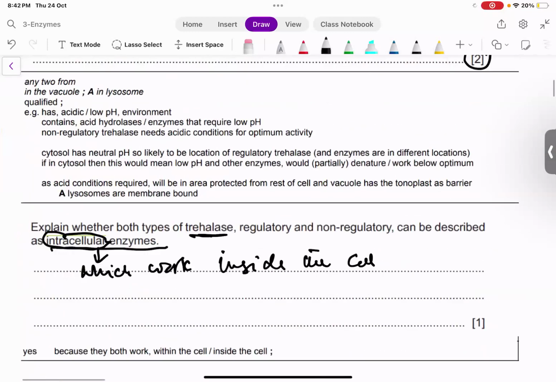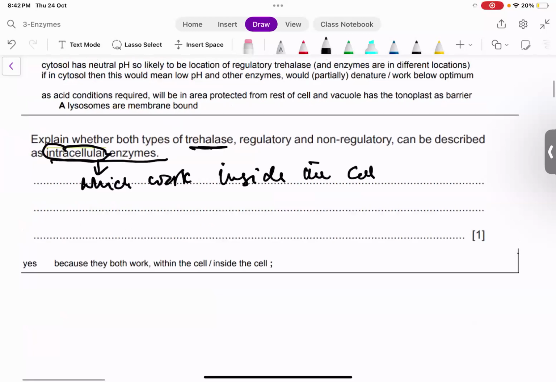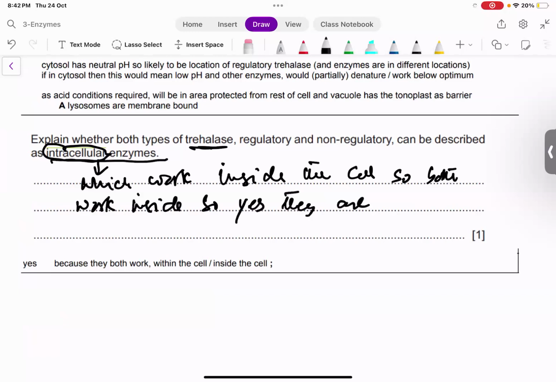So yes, you can say that both work inside the cell, so yes, they are intracellular. Okay.